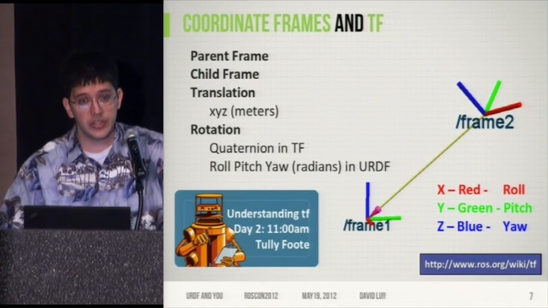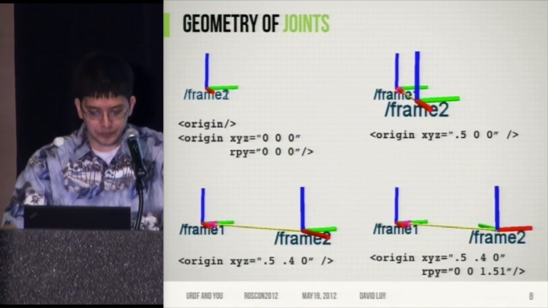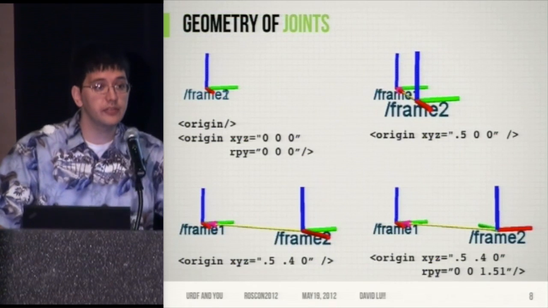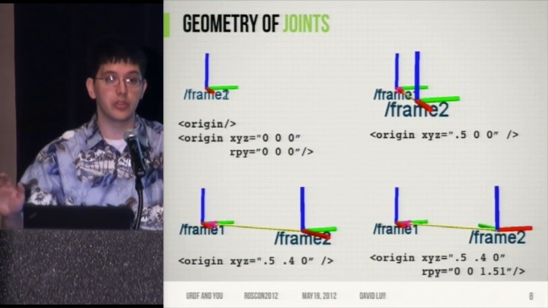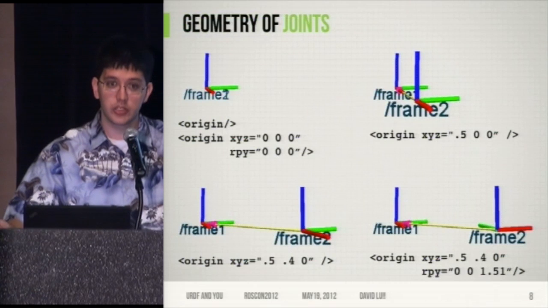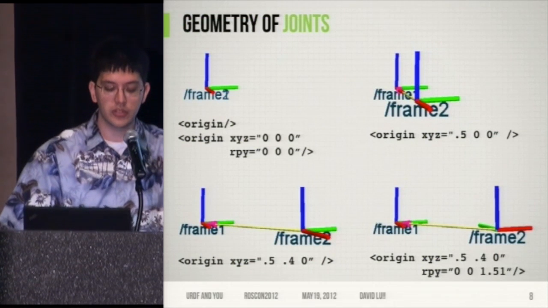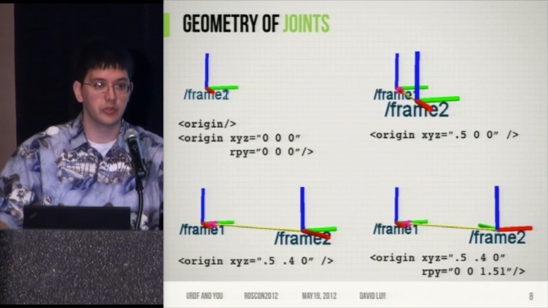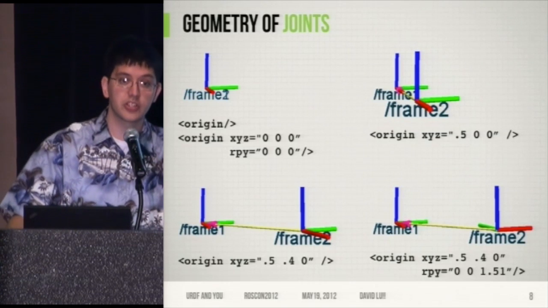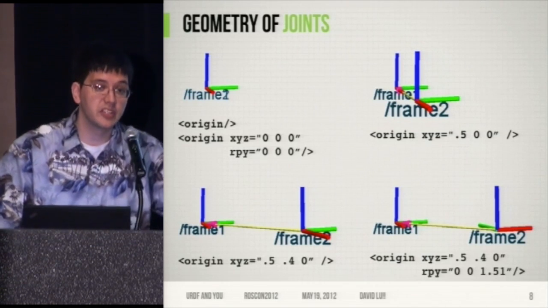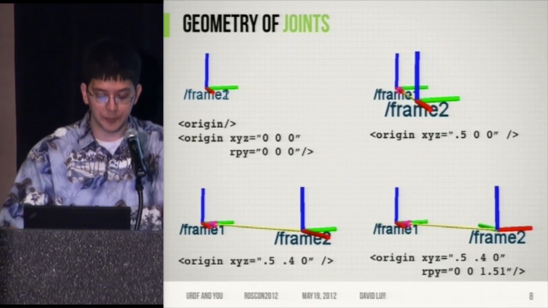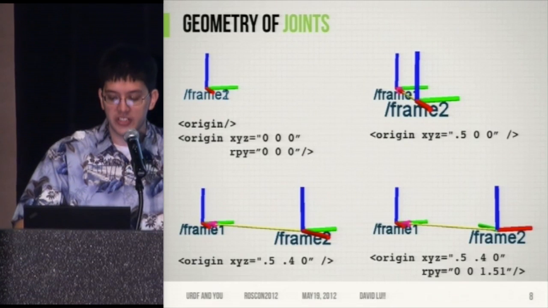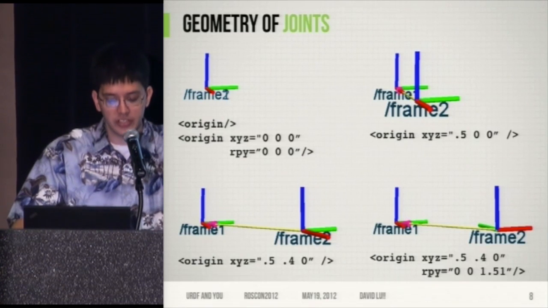So if we actually want to put this into our URDF files, we do so with the origin tag. On the top left, we have the default with no difference between reference frames, and you can do it one of three different ways. You can do it with no tag, and then that just defaults to no difference. You can specify an empty origin tag, or you can specify the XYZ and roll, pitch, and yaw to be 0. Then top right, you can see an offset just in half a meter in the X direction.